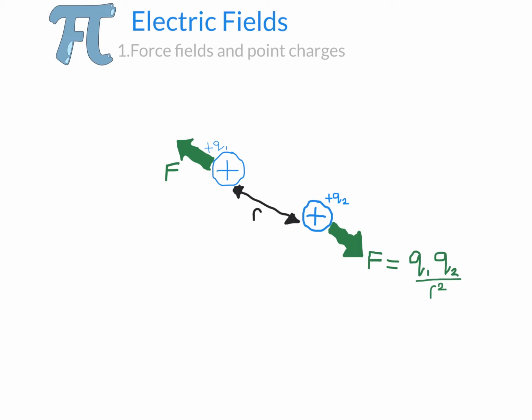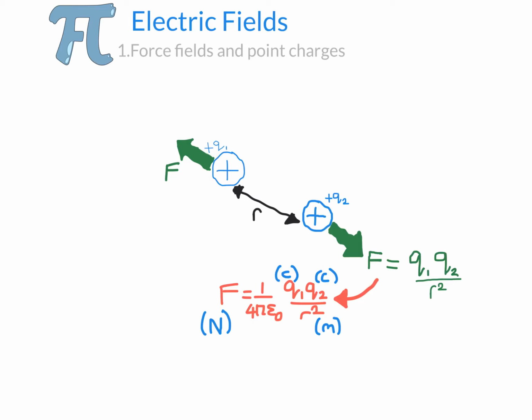To be exact, the force is equal to Q1 times Q2 all over r squared. When we use SI units, we need to include a constant in the equation. We usually write this constant as 1 over 4 pi epsilon naught. Pi is familiar, and epsilon naught is called the permittivity of free space. The form of this constant is not important, we just choose to write it like this. The only purpose of the constant is to make the equation correct in the SI units of newtons, coulombs, and meters.